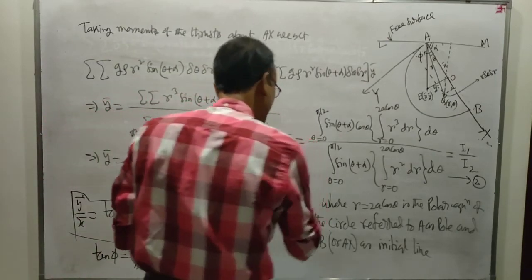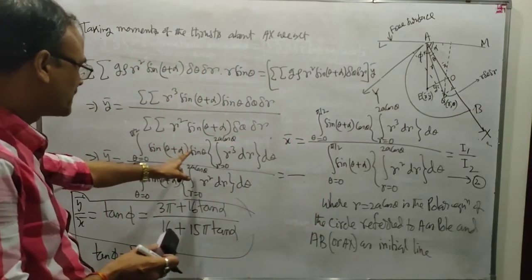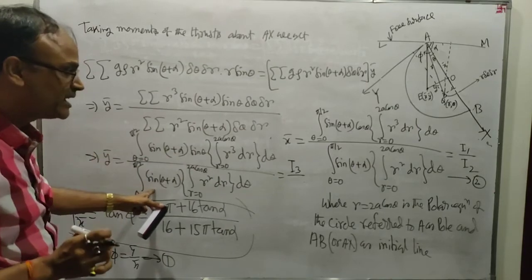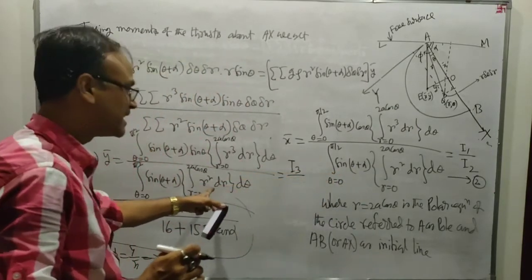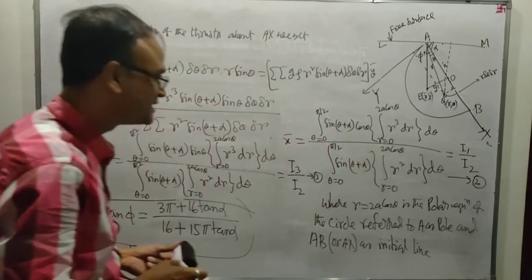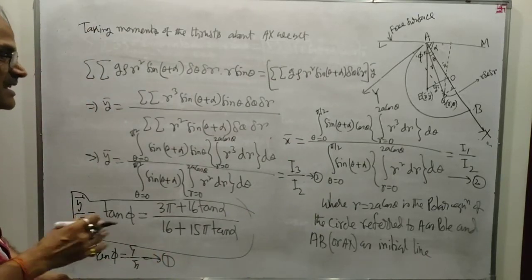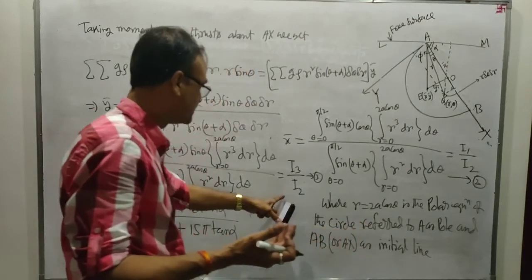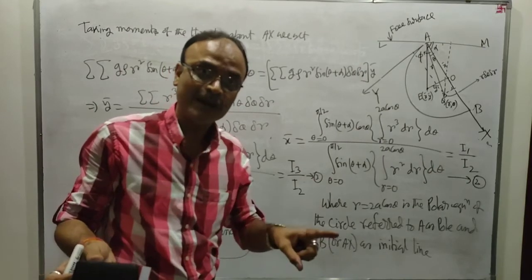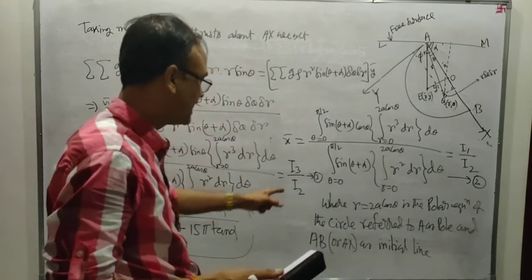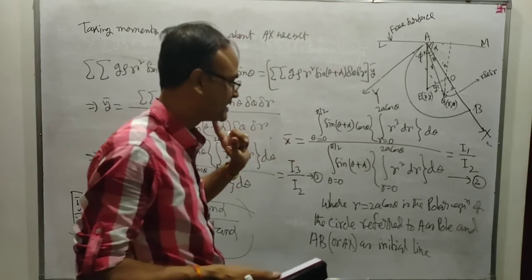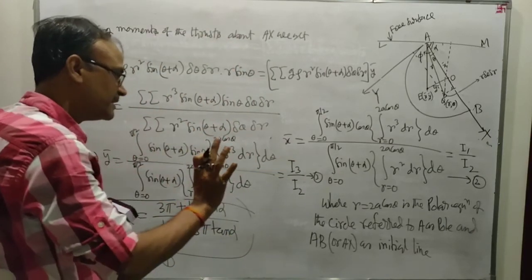This is equal to the upper integral I3. Suppose this is I3, upper integral is I3. The lower integral is same as number 2, the denominator of number 2. It will be I2. Suppose it is number 3. Here, this is number 3. We need not find I2 because we have to find tan phi, which is equal to y bar by x bar. I2 will be cancelled, therefore we will have to find only I1 and I3. Only I1 and I3. Right.